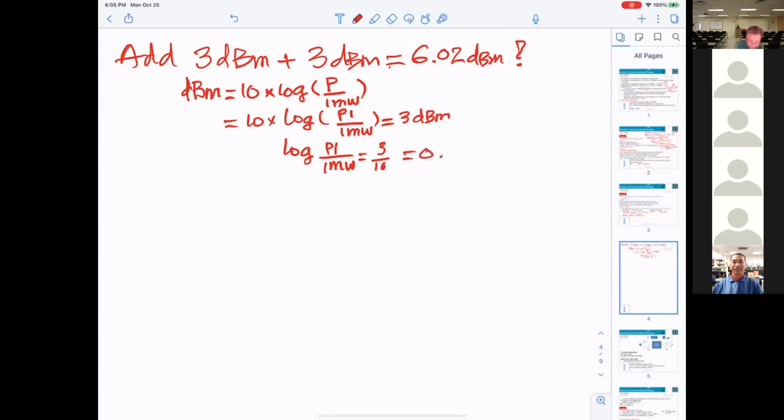0.3. And you remove the log. P1 equals 10 to the power of 0.3, right? 10 to the power of 0.3 is approximately 2. 1.99 something, which is 2. Yeah, it's approximately 2, I agree, Mike. Okay, 10 to the power of 0.3, what do you get? Basically 2.